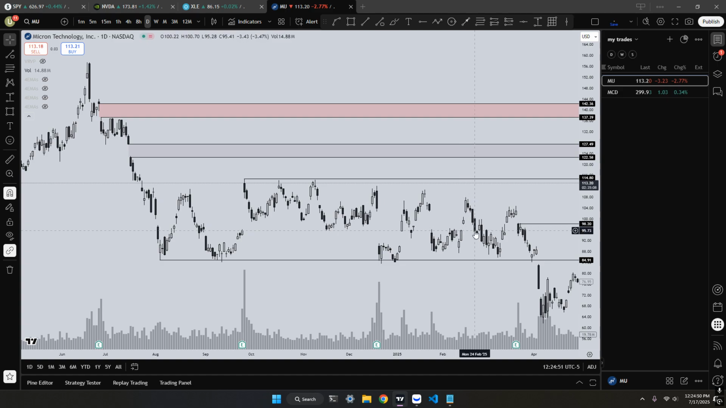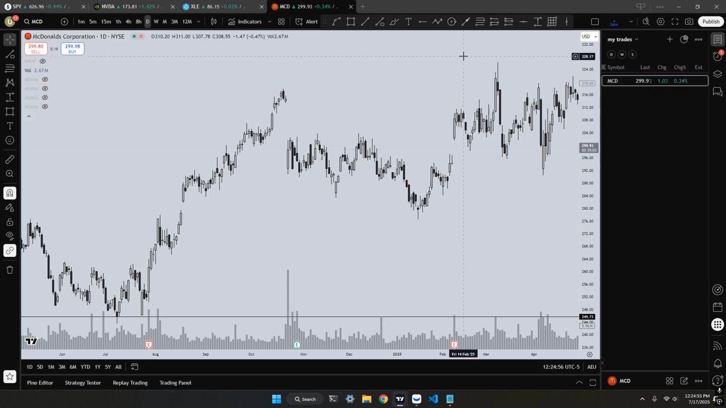MU, I didn't really trade this much. I tried the higher low here. It was not the best structure. And McDonald's, right? This is the last one to talk about.